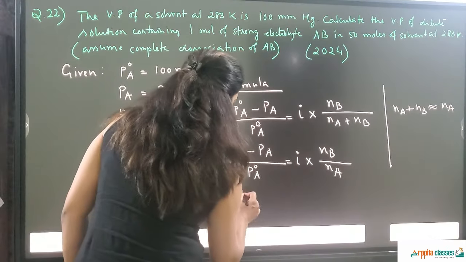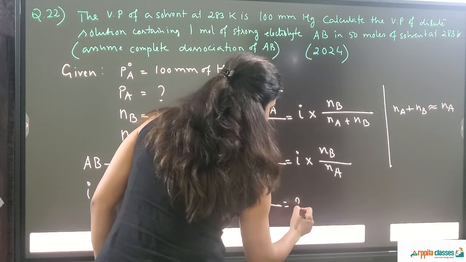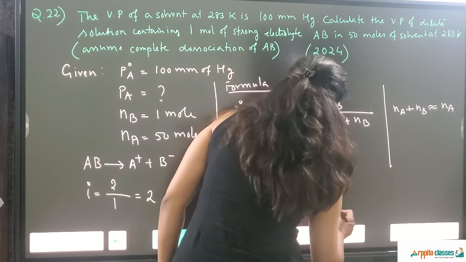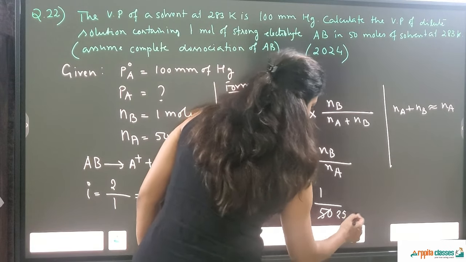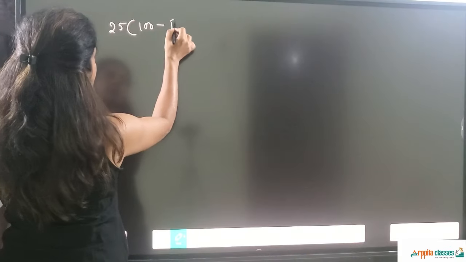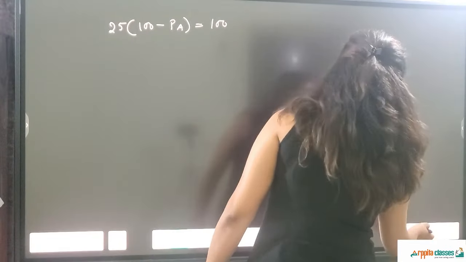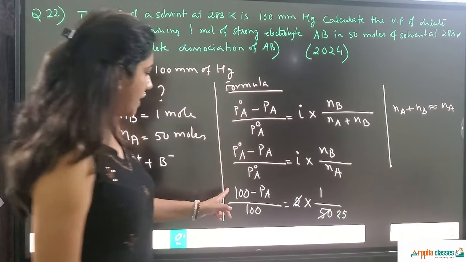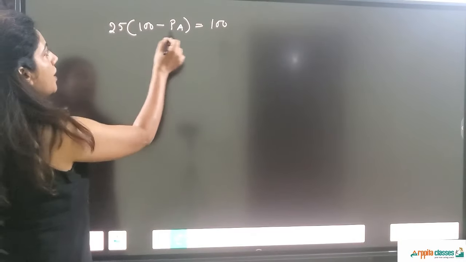Now we put all the values. P0 A is 100, minus Pa we need to find out, upon P0 A, again 100 here. I is 2 into Nb, which is 1, and Na, which is 50. So here it will cancel out to 1 upon 25 we are getting. Now we will cross multiply. So we are getting 25 into 100 minus Pa is equal to 100. I'll just see the previous slide. 25 into 100 minus Pa is equal to 100.